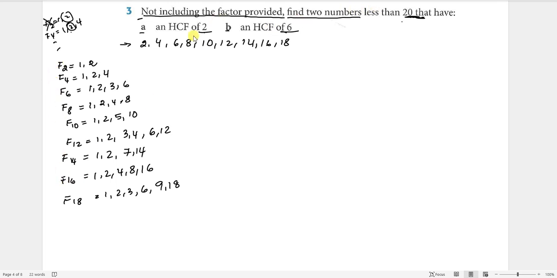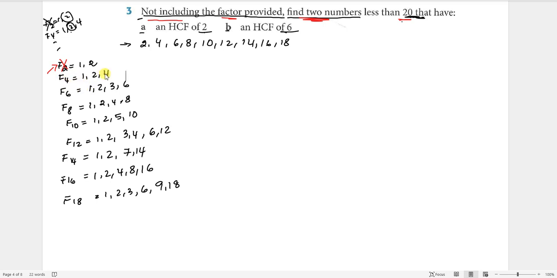Now here comes this part: not including the factor provided. For example, as I showed you earlier, 2. So 2 is appearing as a factor in other numbers, but they said not including the factor. So they have asked us to find two numbers which shouldn't appear as a factor for the other numbers. So 2 appears in other numbers as a factor, so we are going to cancel out F2.